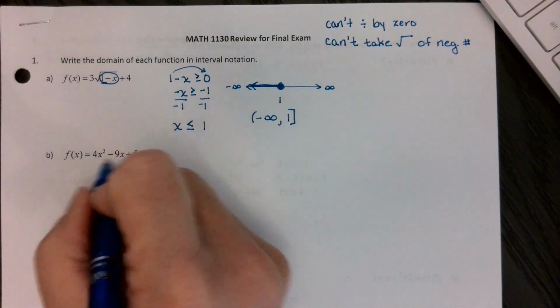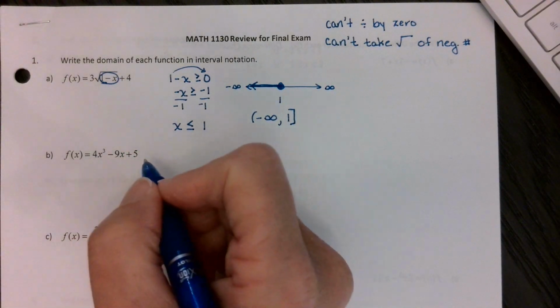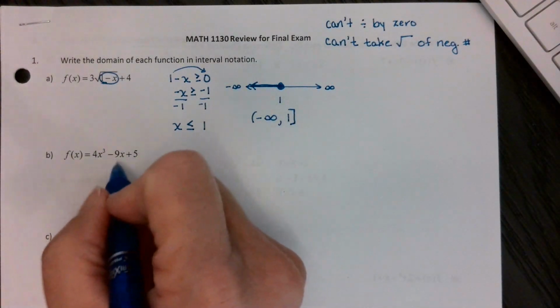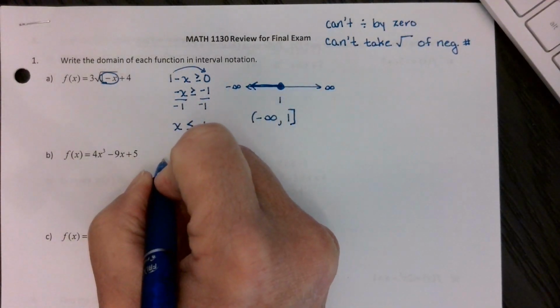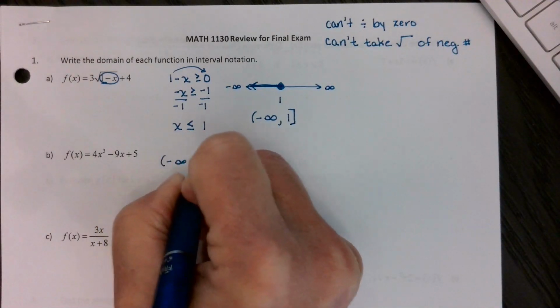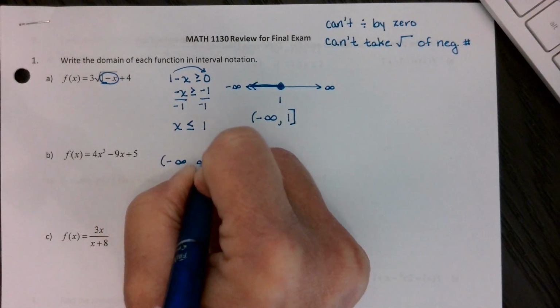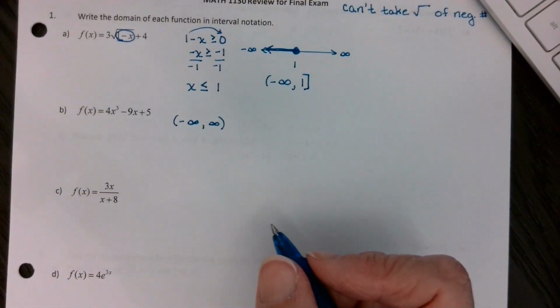Right here, this is just a polynomial. So a polynomial, there's no restrictions. We're not dividing by 0, and we're not taking square roots. So our domain is negative infinity to infinity. Sorry about the background noise if you guys can hear that. Okay, so it's all real numbers, negative infinity to infinity.